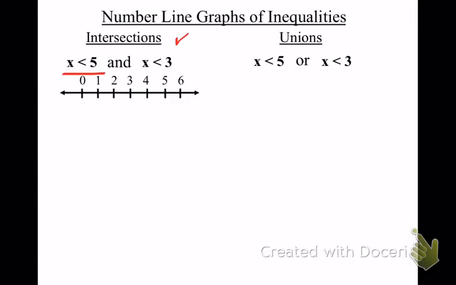So the first one, x is less than 5. I start at the 5. It's an open circle, and I'm going here. Now the second one says x is less than 3. Which of these two colors or two lines really tells us about the intersection?